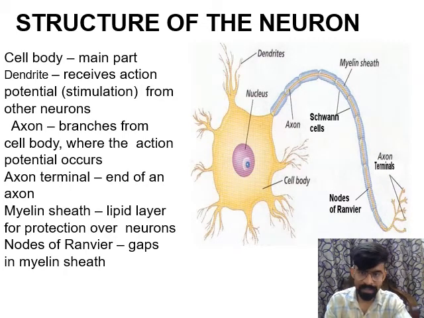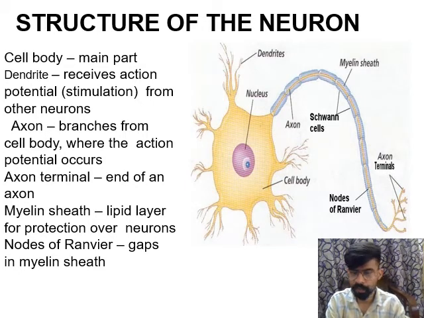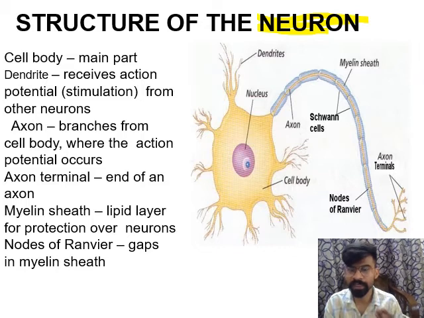In our nervous system, there is a single unit that is the structural and functional unit of the nervous system, known as the neuron. Suppose I give you a question: name the structural and functional unit of the nervous system. Then you write the answer: neuron. Neuron is the structural and functional unit of the nervous system. And what is the function of the nervous system? The nervous system helps in maintaining control and coordination.